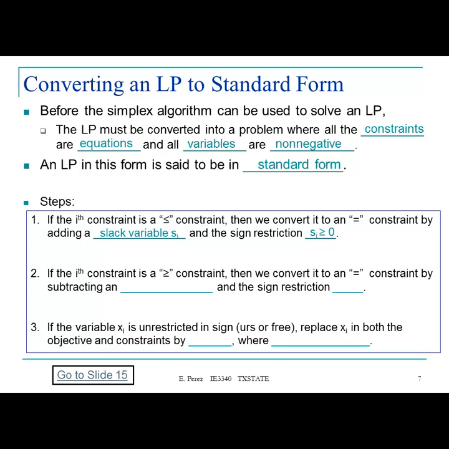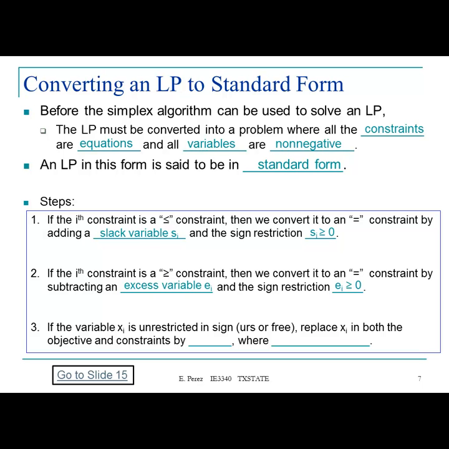Now, if you have a constraint with the greater or equal sign and you want to convert that into an equation, the equal sign, you're going to subtract an excess variable, and I'm going to use E to denote this excess variable. The sign restriction, again, is greater or equal to 0. So two different cases, one for less than or equal, and the other one for greater or equal.